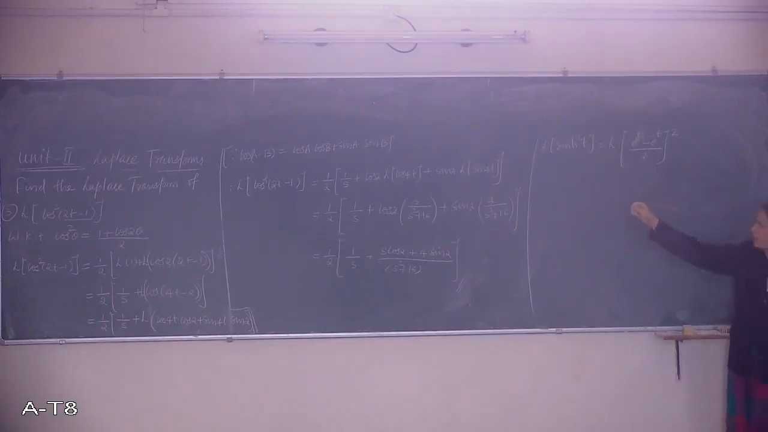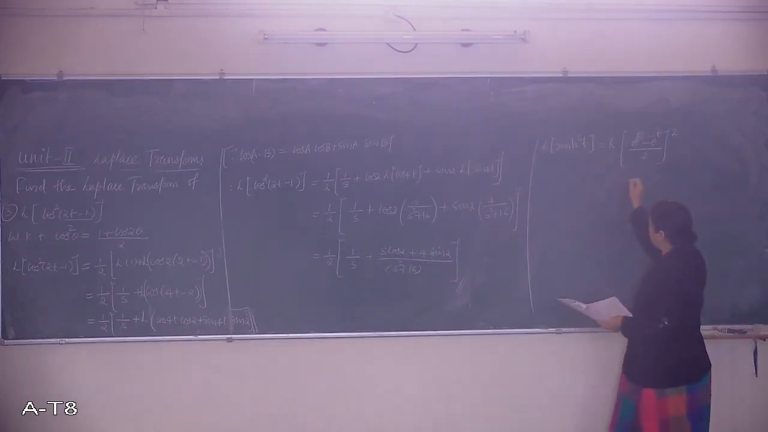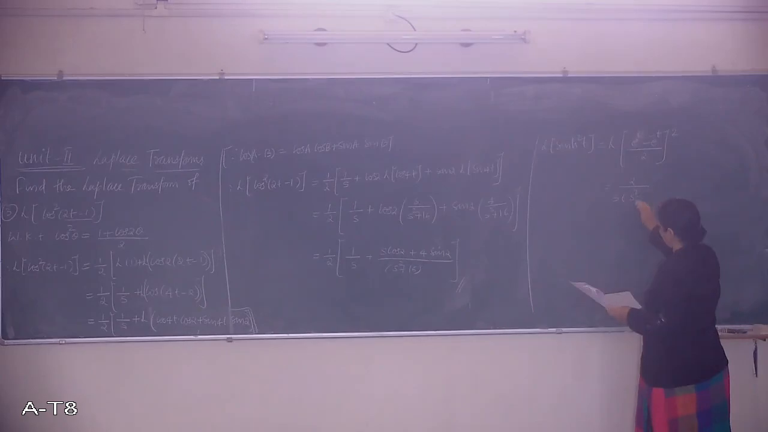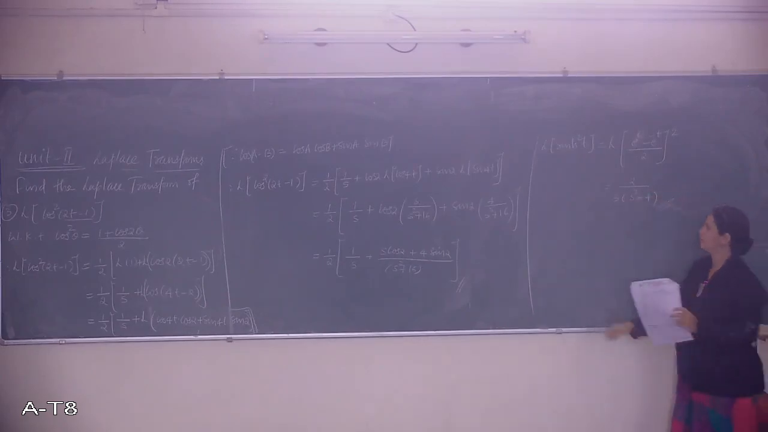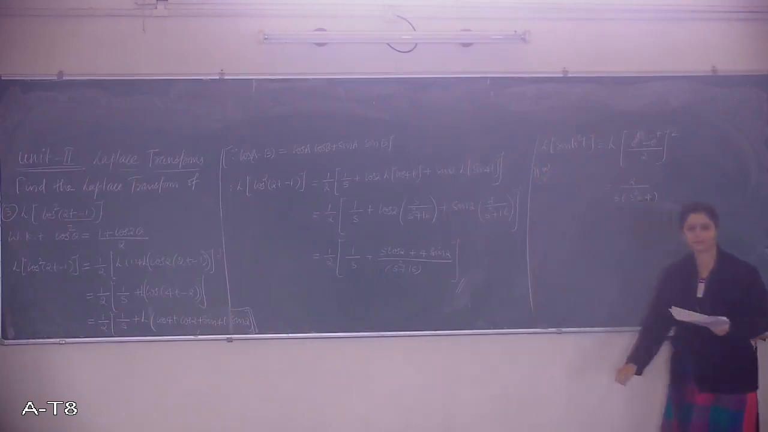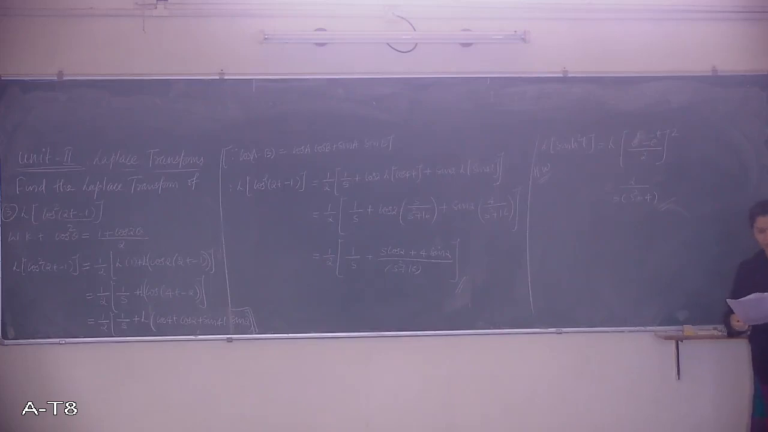Okay, so I give this for homework. You get the answer of this as 2 upon s into (s square minus 4). It is the more simplified form. So this I give you for homework. It is easy. Okay, so just recall one more time.